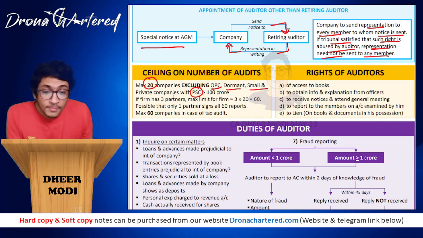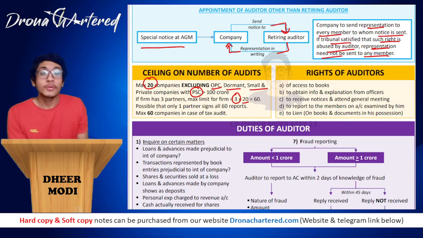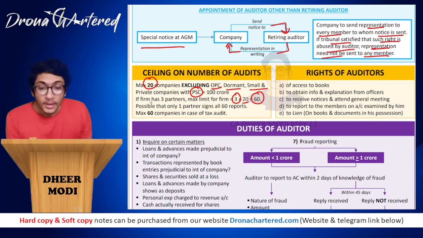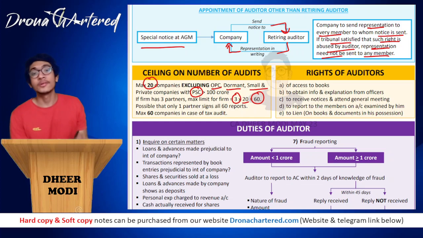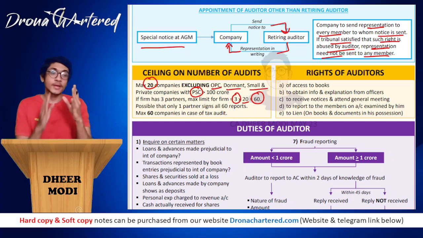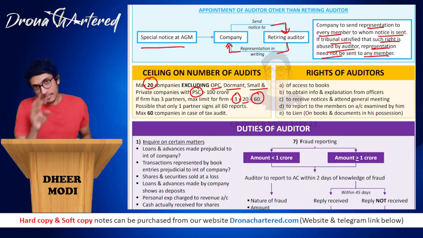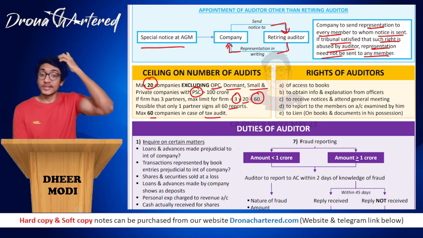If a firm has three partners, the maximum limit for the firm will become 3 into 20, because each partner has a limit of 20. Therefore, in such a case, it will become 60. It is possible that only one partner signs all 60 reports. It does not have to happen that each of the three partners can maximum sign 20. Maximum 60 companies in case of tax audit. So for the purpose of tax audit, it is 60 companies.